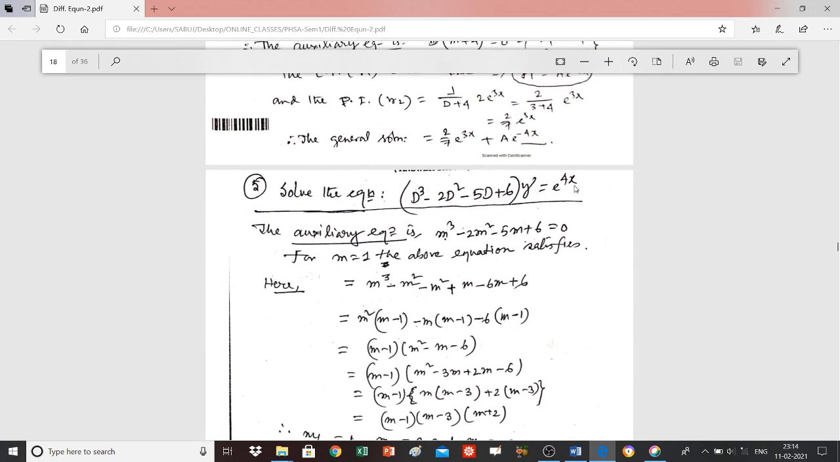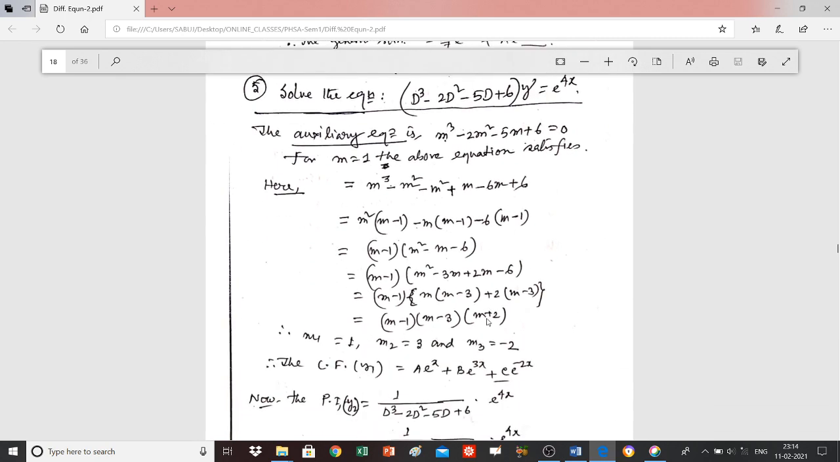So the auxiliary equation in this case would be m cube minus 2m square minus 5m plus 6. Just factorize this. That is done in this way. Go through this. Finally you get m1 is equal to 1 and m2 is equal to 3 and m3 is equal to minus 2. That is, in this case you got 3 values of m. So no problem with 3 values of m, just go in this way.